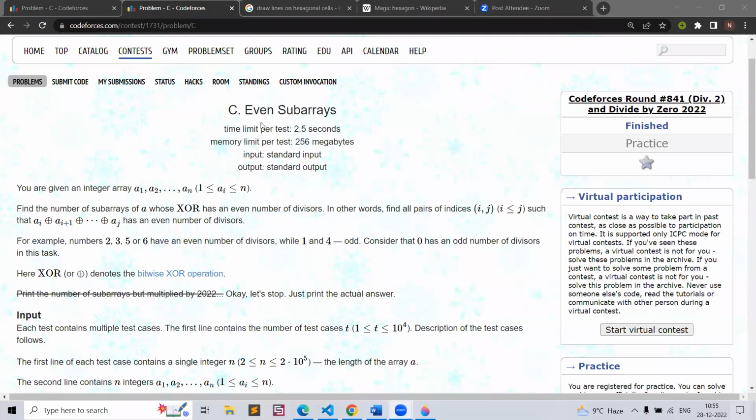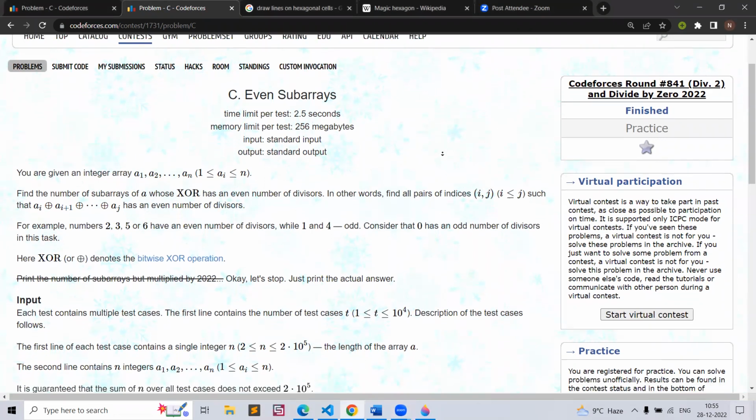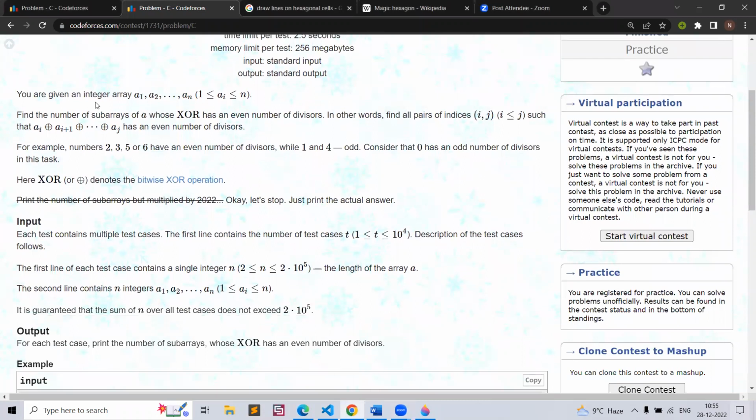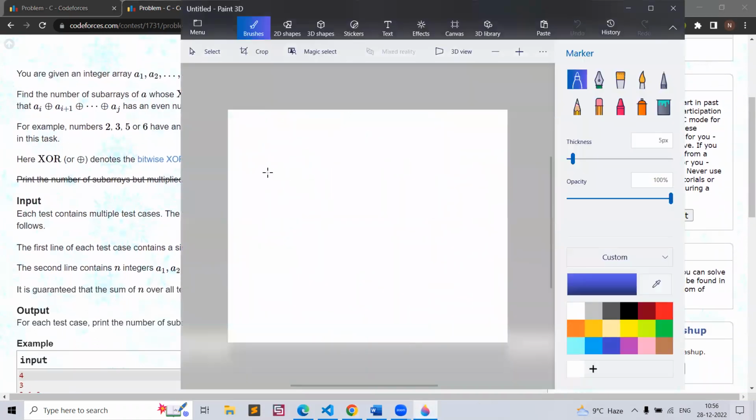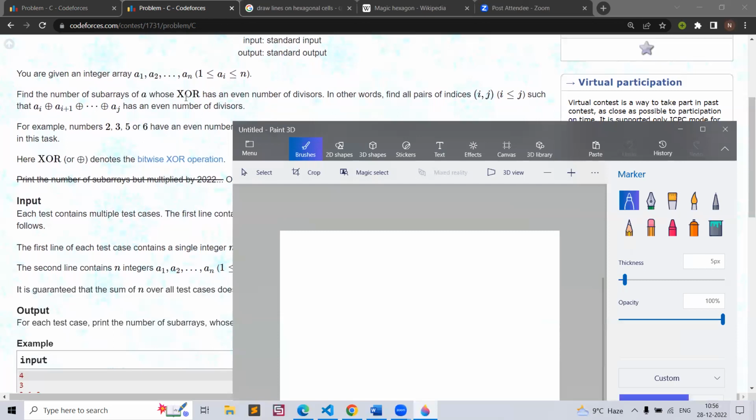So this is problem C, Even Subarrays, of Codeforces Round 841 Div 2. In this problem, you are given an array A. We need to find the number of subarrays whose XOR has an even number of divisors. So what we will do is find the number of subarrays whose XOR has an odd number of divisors.